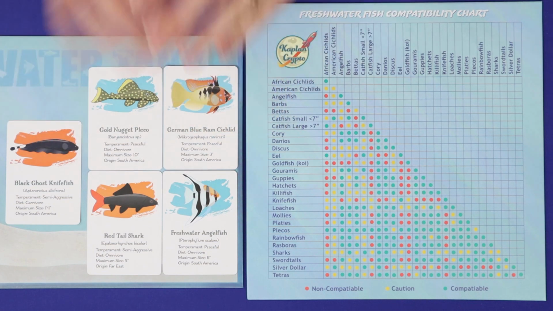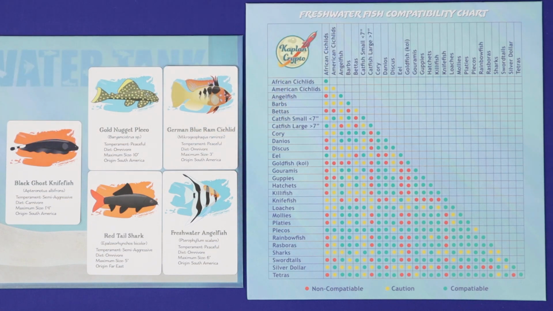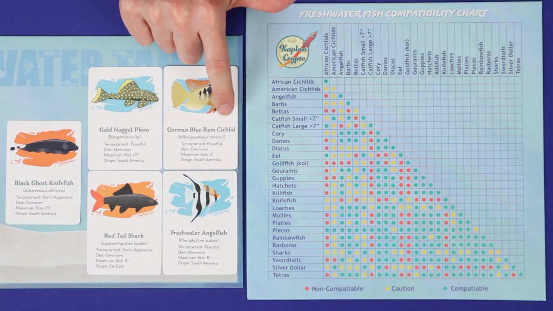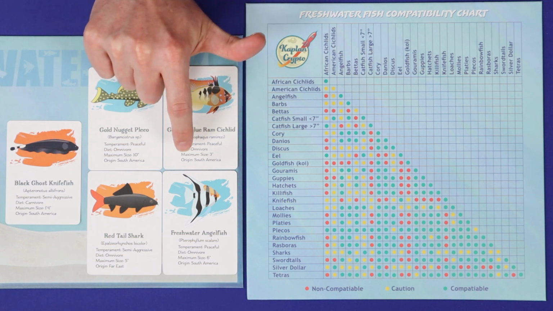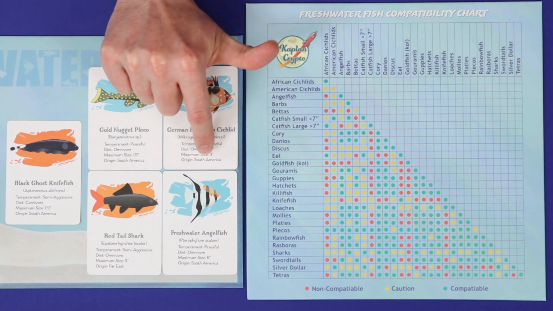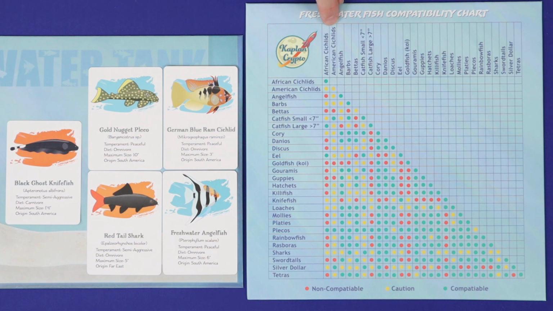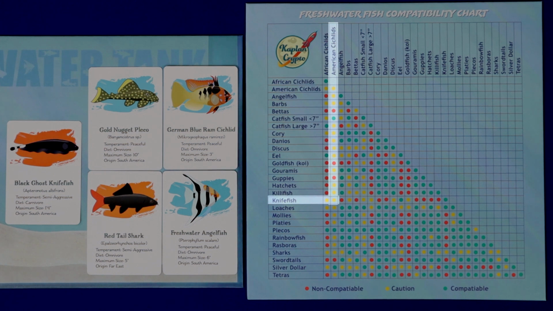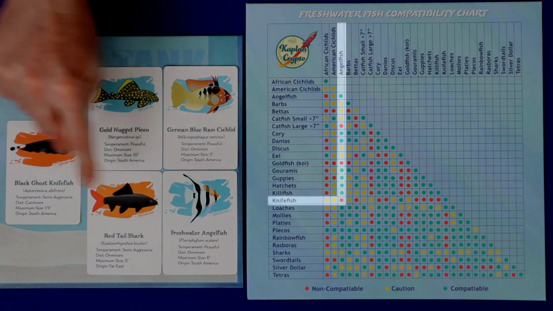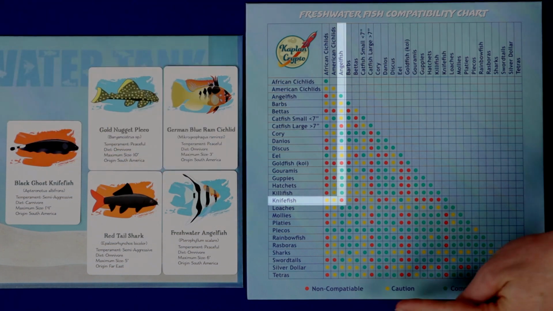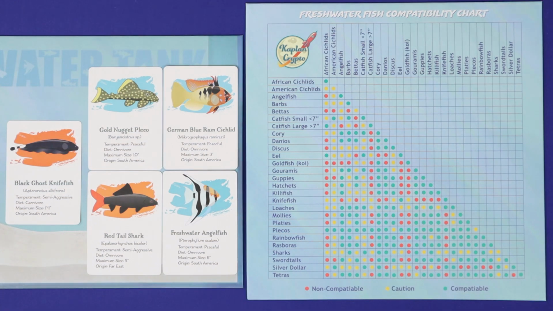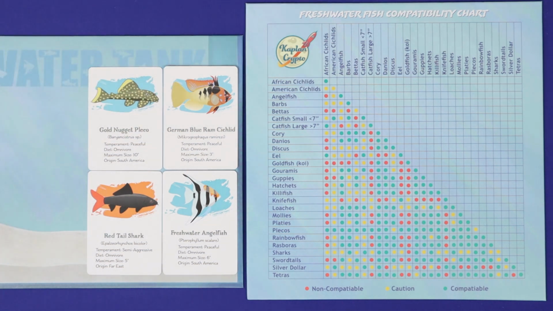Caution fish can be kept together in the same tank, but not too many pairs of caution fish, which we'll talk about shortly. When it comes to checking the compatibility of cichlids, you'll need to check the origin of that cichlid. This comes from South America, and so you would check the American cichlids column rather than the African cichlids. This knife fish is likewise caution with this cichlid. However, if we check the compatibility of the knife fish with the angelfish, you'll see that they are not compatible. As such, either the knife fish or the angelfish would need to be returned to the bottom of the deck.